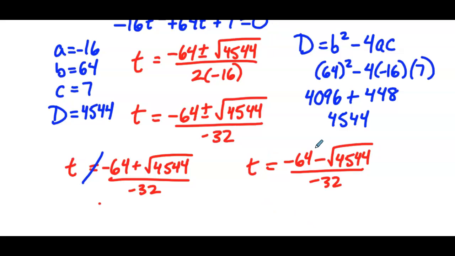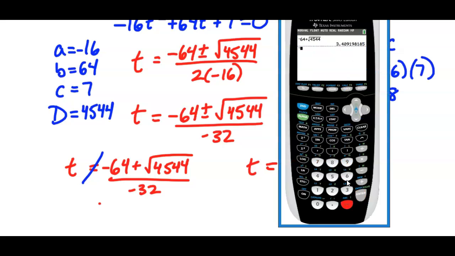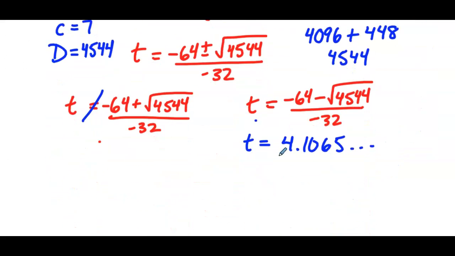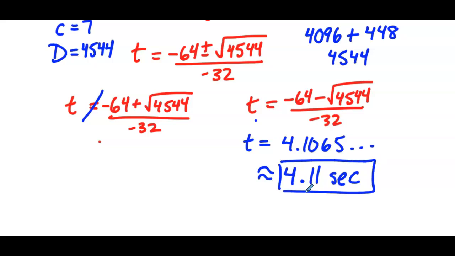Now back to the calculator, let's check this solution. So we're going to take negative 64 and subtract the square root of 4,544. And then we're going to divide by negative 32. And we get 4.1065, and that decimal keeps going. We're rounding to the nearest hundredth. So that's approximately 4.11 seconds that it takes for the baseball to hit the ground.